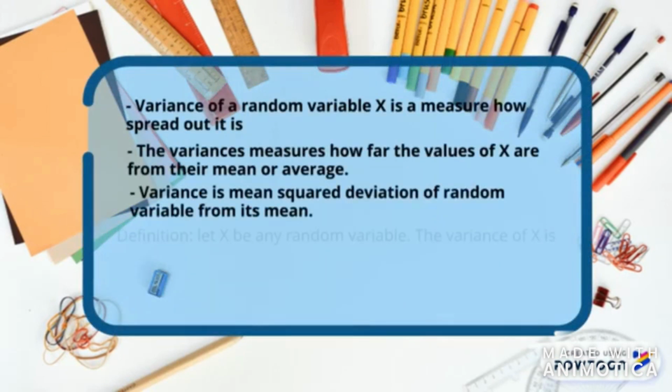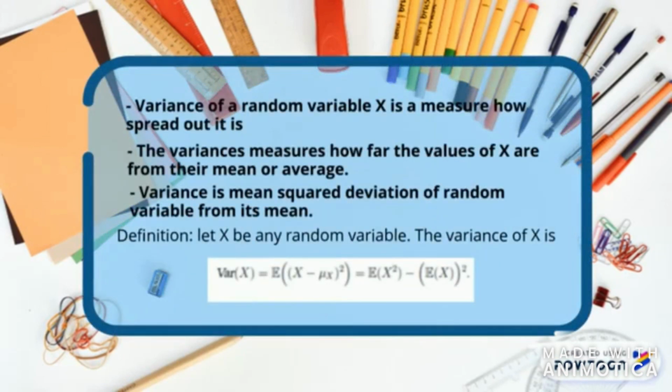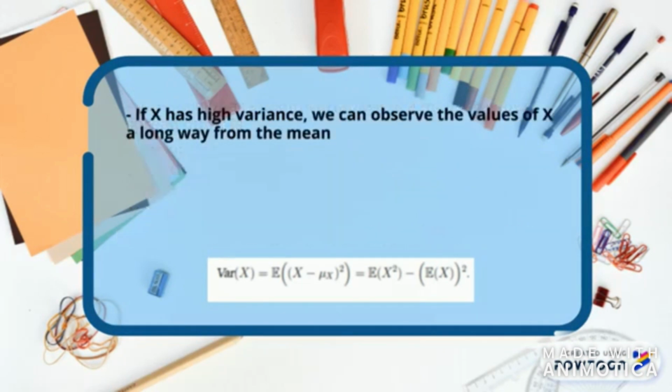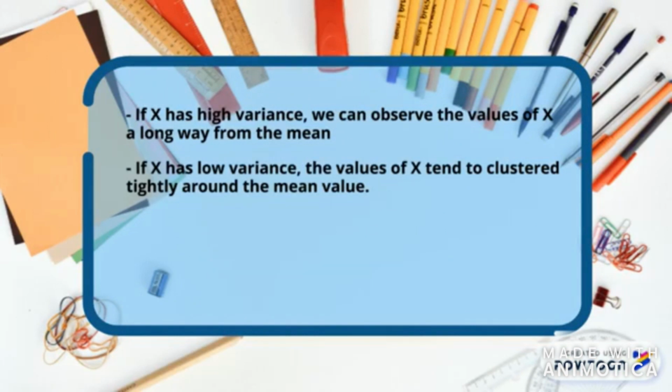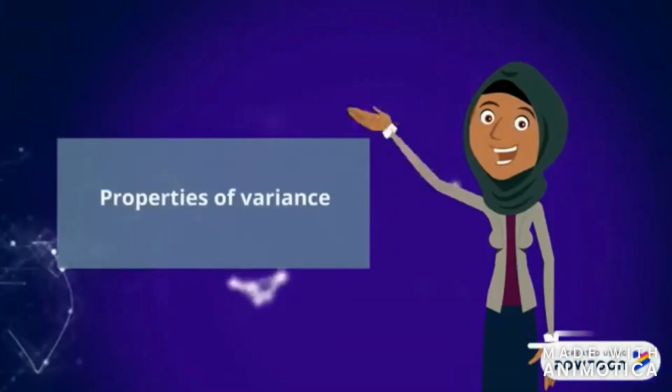Variance is the spread of how far the values of X are from their mean or average. Variance is the mean squared deviation of a random variable from its mean. If X has high variance, the X values are a long way from the mean. Properties of variance.